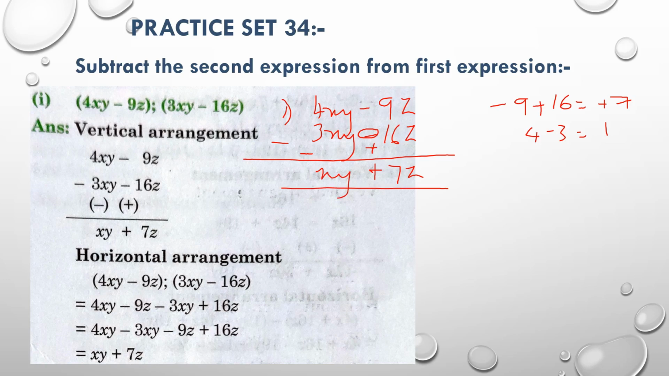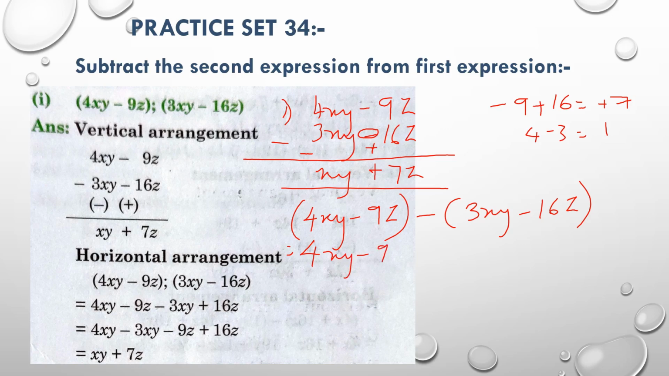Now let us do the horizontal method. 4xy minus 9z minus 3xy minus 16z. Okay. Now first step is you have to remove the brackets. So 4xy minus 9z minus 3xy. Now this minus and minus will become plus. So plus 16z. Now next step, all like terms together you have to add.